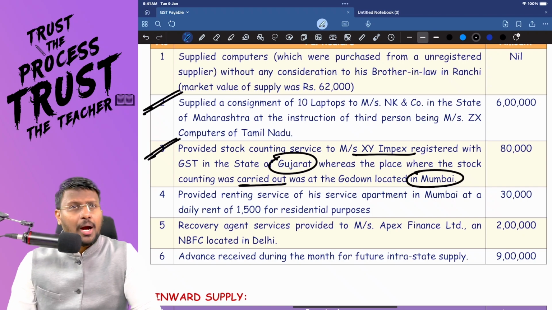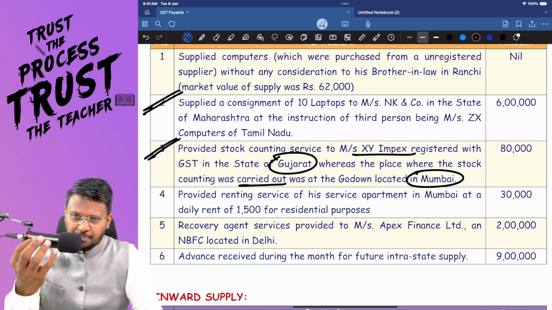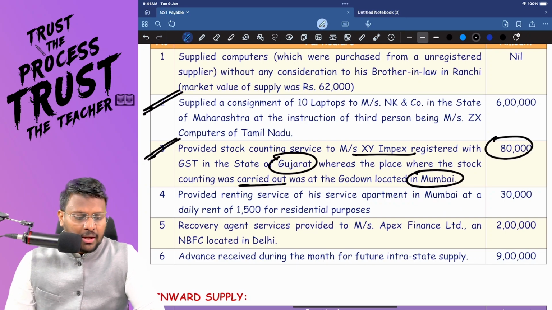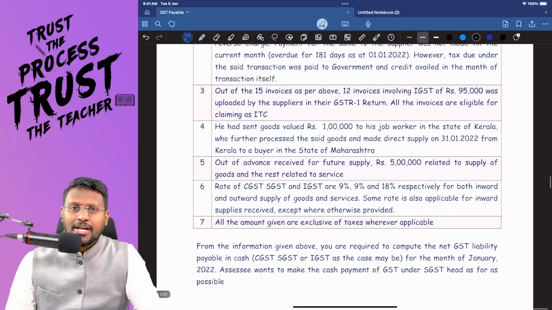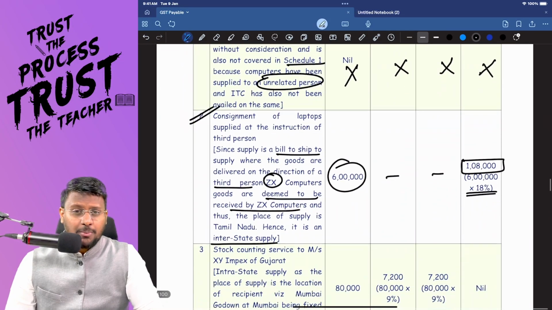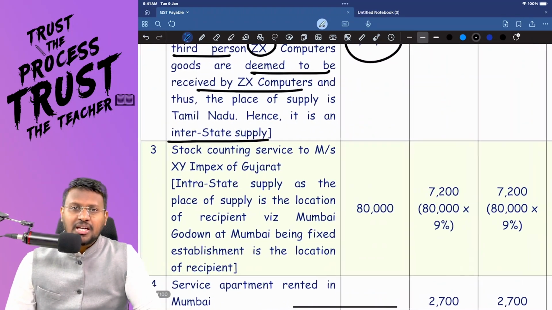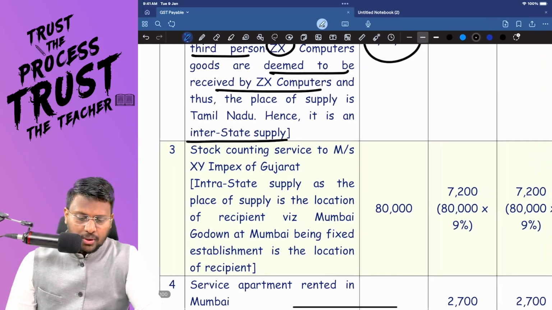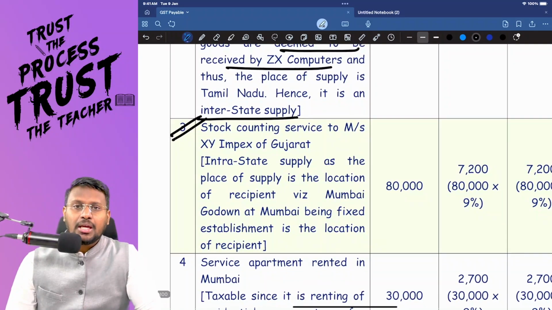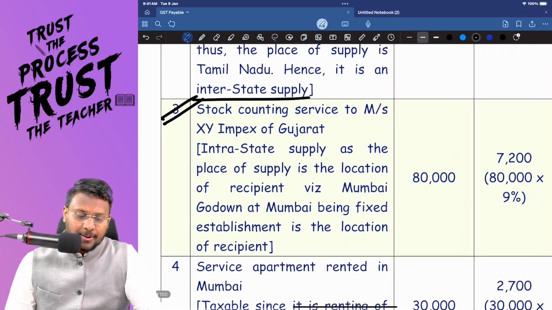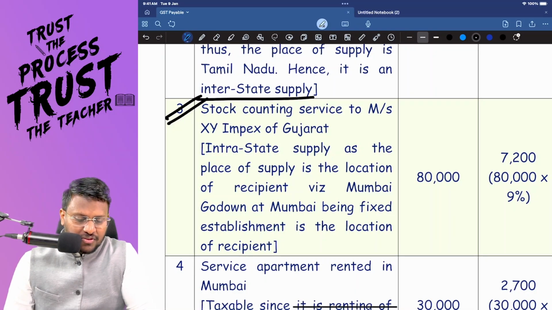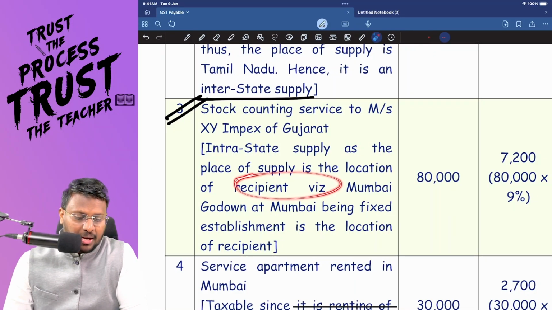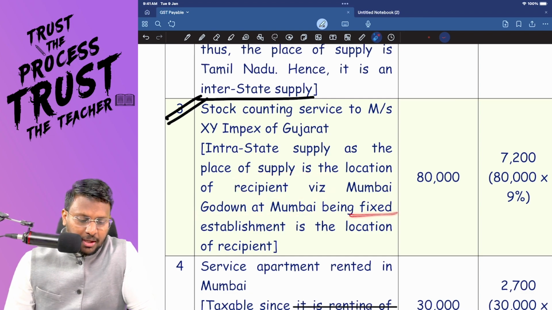Which place of supply provision should be applicable for this? 12.2 general provision. Is stock counting services a specific notified place of supply item? 80,000 rupees. So under 12.2 you have to check whether the supply has been provided to a registered person or not. If it is to a registered person, location of recipient applies, for stock counting services to Messrs. XY Impex of Gujarat. It's an inter-state supply, as the place of supply is the location of the recipient. Mumbai godown, being a fixed place of establishment, is the location of the recipient.